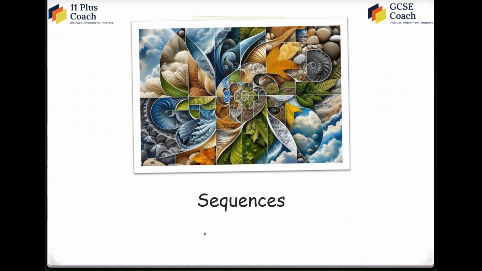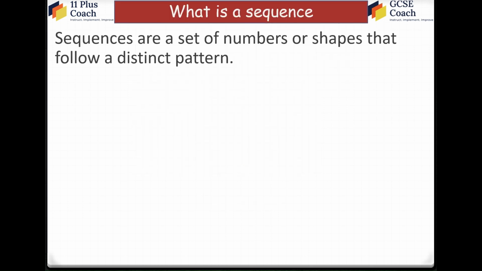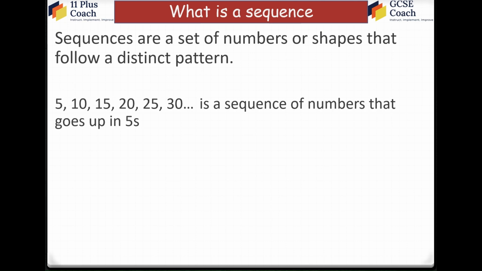In this video, we're looking at sequences in terms of numbers and shapes. What are sequences? Sequences are a set of numbers or shapes that follow a distinct pattern. You can see sequences in nature as well as in numbers. So here's an example: 5, 10, 15, 20, 25, 30. This is a sequence of numbers that goes up in fives, starting from 5.